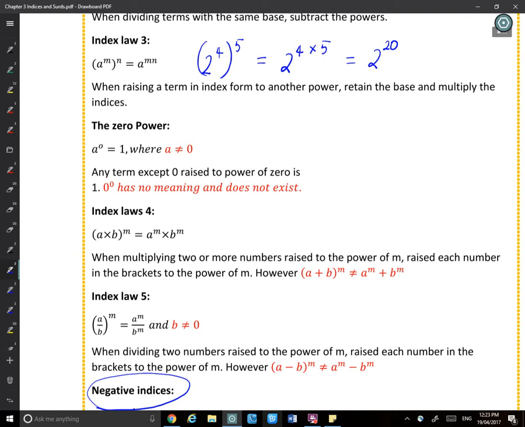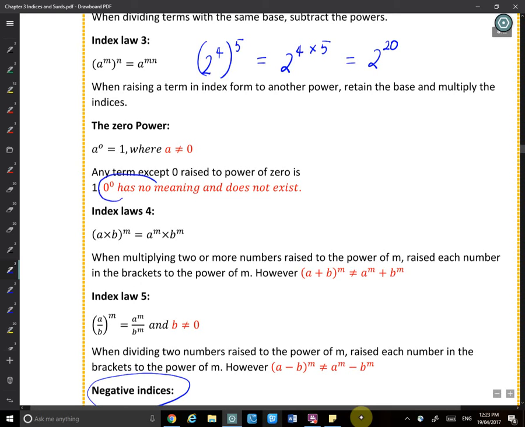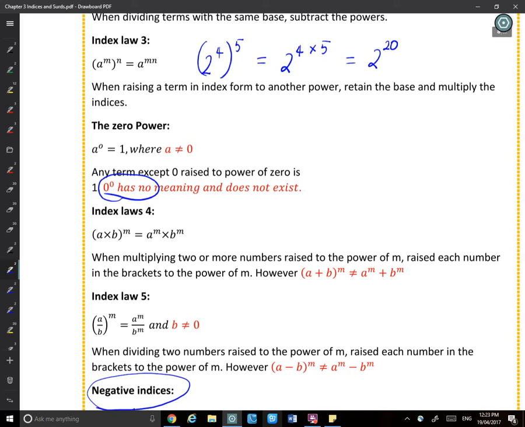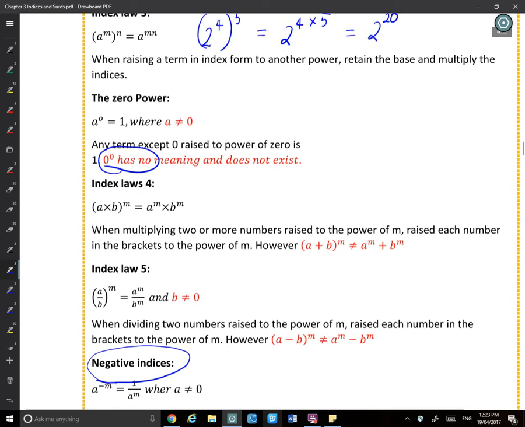And the zero power, what is zero power? Something to the power of 0 is always equivalent to 1. One exception is we don't have 0 to the power of 0. If you put 0 to the power of 0 into the calculator, you will get undefined or an error. You can't have 0 to the power of 0. So anything other than 0 to the power of 0 equals 1.